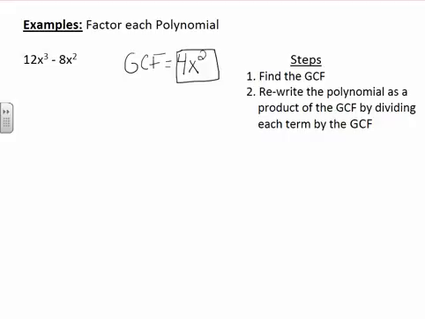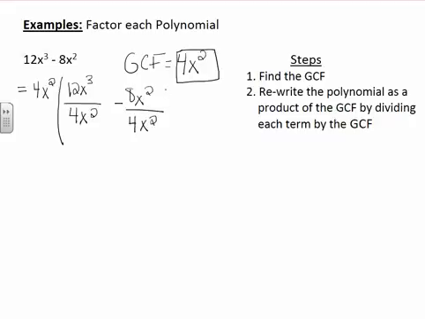This 4x squared is essentially what we can pull out of our original expression, 12x cubed minus 8x squared. We would rewrite this as follows: 4x squared times 12x cubed divided by our greatest common factor, because this will essentially take out the 4x squared from that original term, minus 8x squared, also divided by the greatest common factor. Again, this will essentially pull out the 4x squared from the 8x squared. And then we simply go about and do our division.